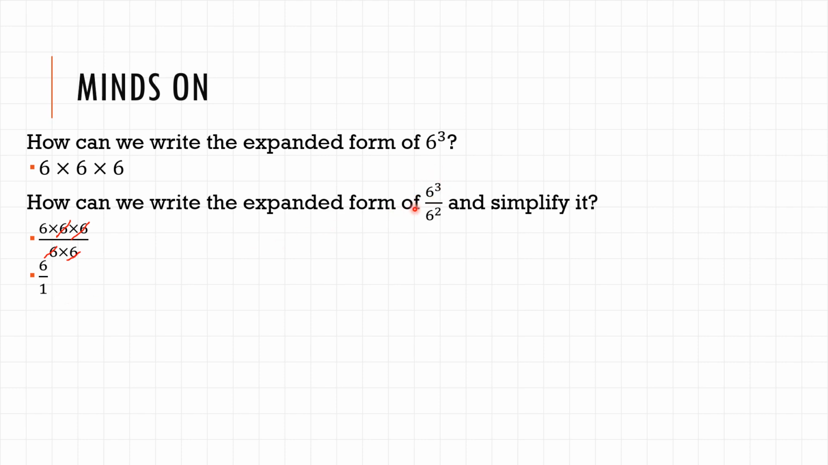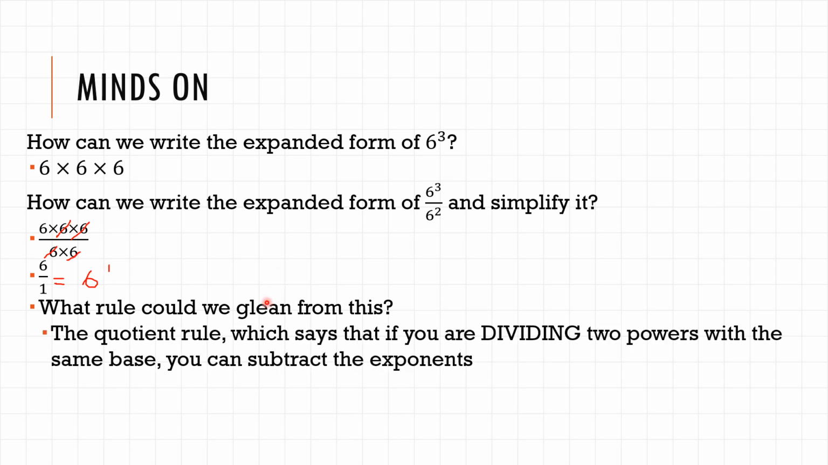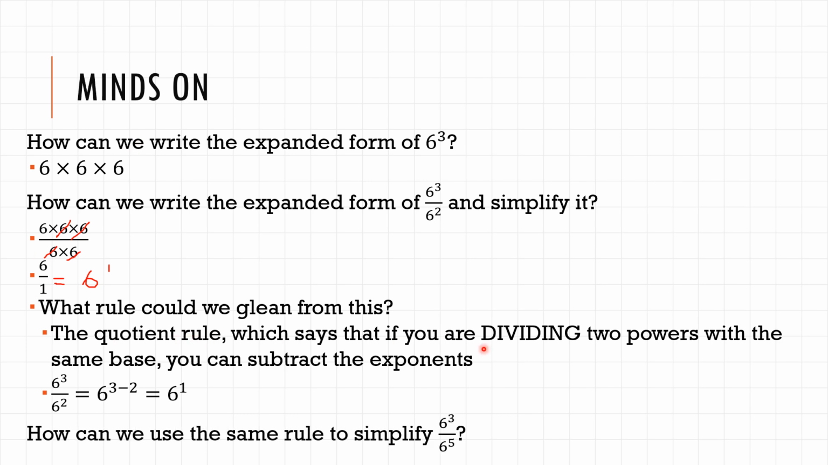I'm going to ask you to look at this and figure out which is the rule that we could have applied to go from here straight to here. And in fact, this is equal to 6 to the power of 1. That would be the quotient law, which says that if we're dividing two powers, if they have the same base, you could just subtract the exponents. 3 minus 2 would have got us 1, just the same way that expanding it and simplifying it got us that.